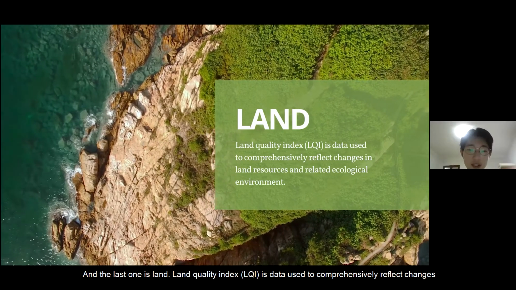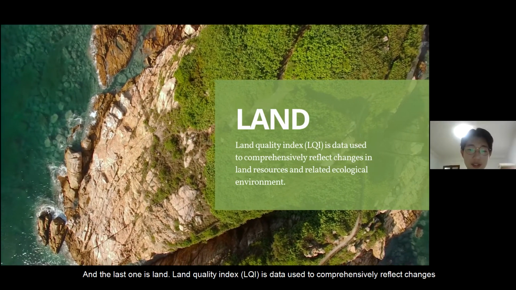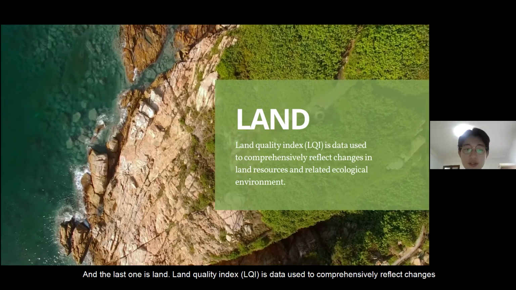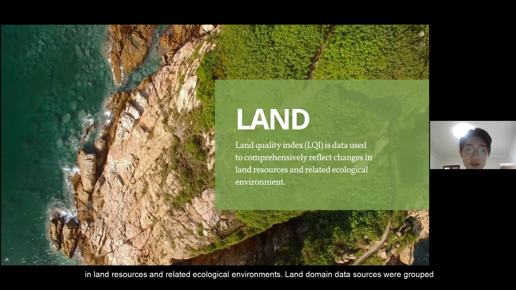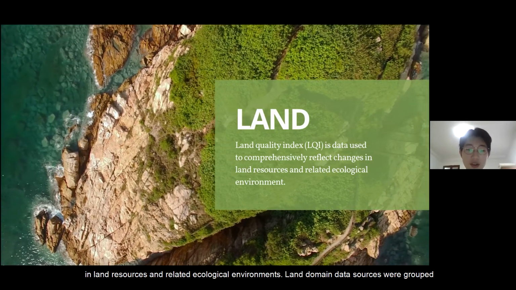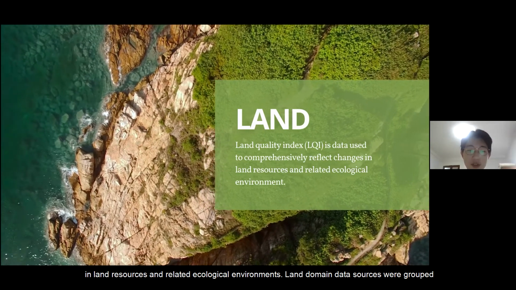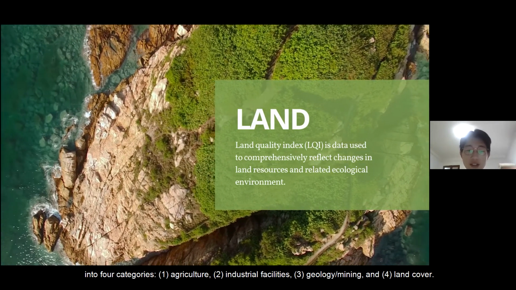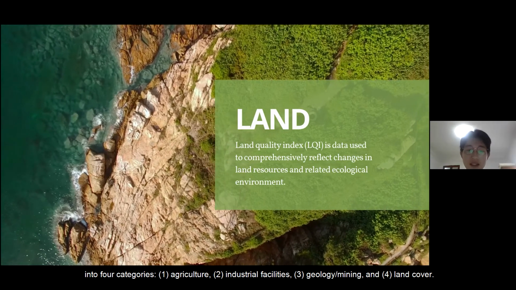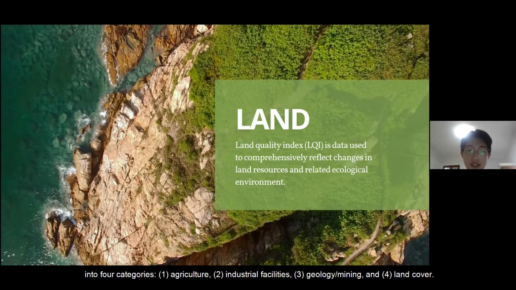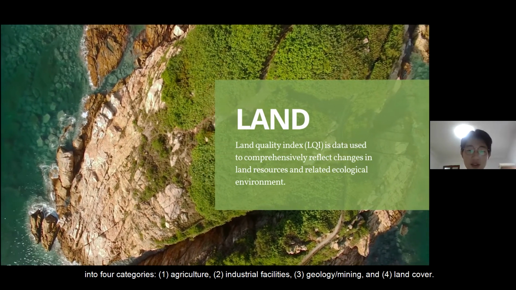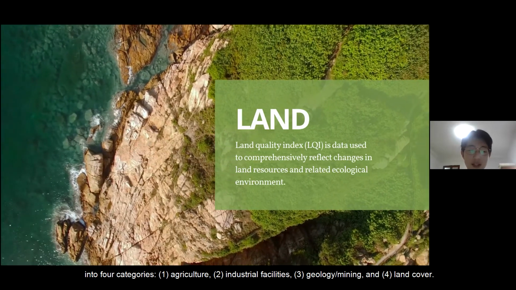The last one is land. Land quality index is used to comprehensively reflect changes in land resources and related ecological environments. Land demanded resources are grouped into 4 categories. The first one is agriculture, the second is industry, facilities, and the third is geology, and the last one is land cover.